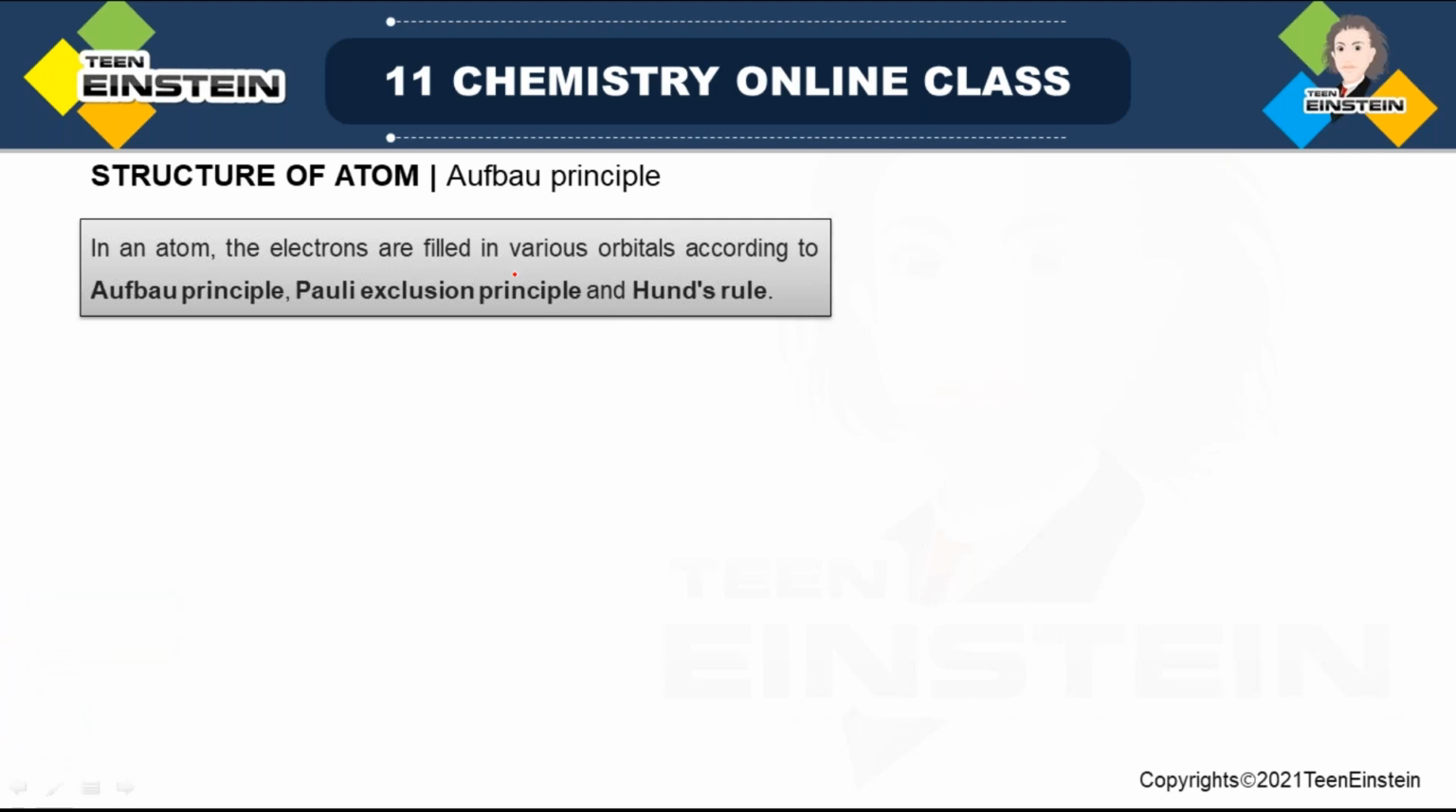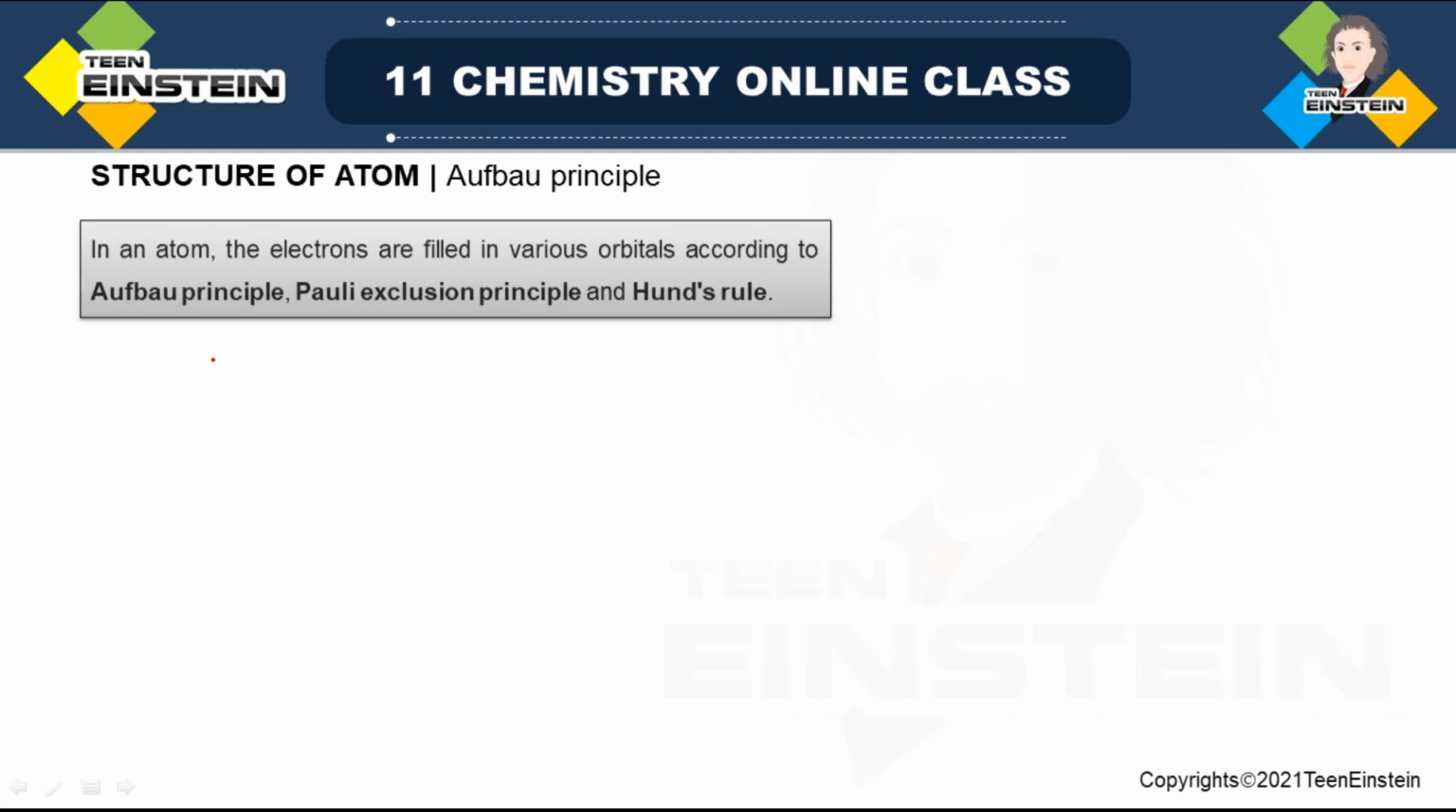In an atom, the electrons are filled in different orbitals according to this principle. Not only this principle, there are two more. One is a principle, another one is a rule, commonly known as Hund's rule. So these two principles and Hund's rule, these three will be required if we want to fill electrons in different orbitals. It is not that we can fill arbitrarily in any orbital. There are some specific rules that we have to follow, and for that we have to know these three things.